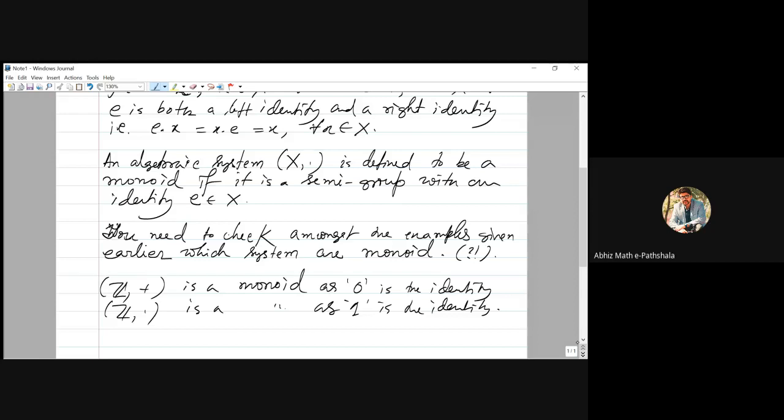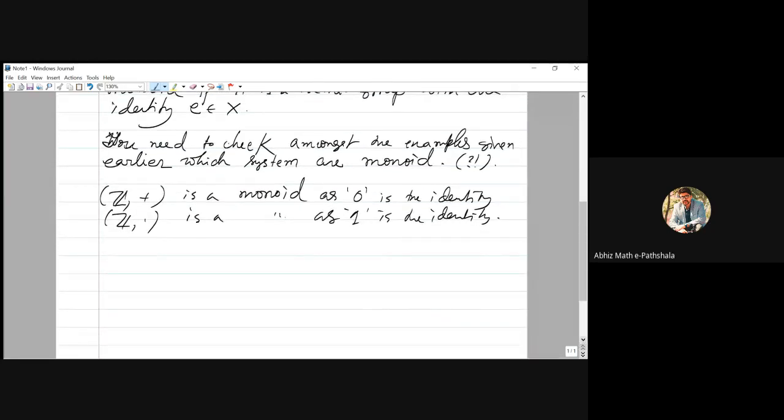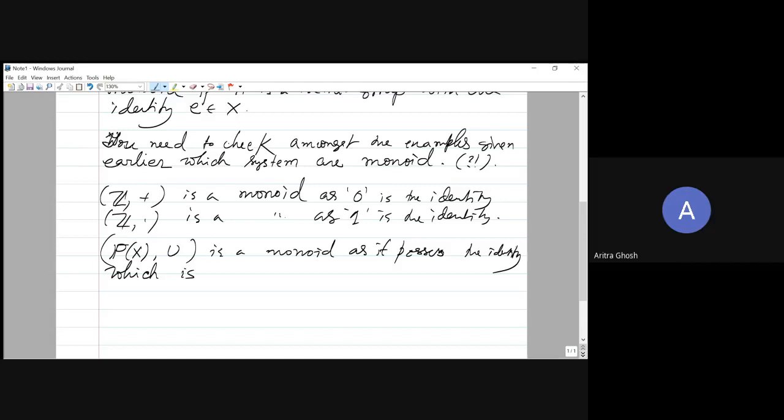Okay. Now if you move on to the definition of the power set of any non-empty set X, then I have defined 4 operations on the power set of X. And amongst these 4 operations, if you consider the operation union over the power set of X, then you will see that this union is a monoid as it possesses the identity, which is, what is the identity? Can anyone guess? It's a null set. Yes, yes.